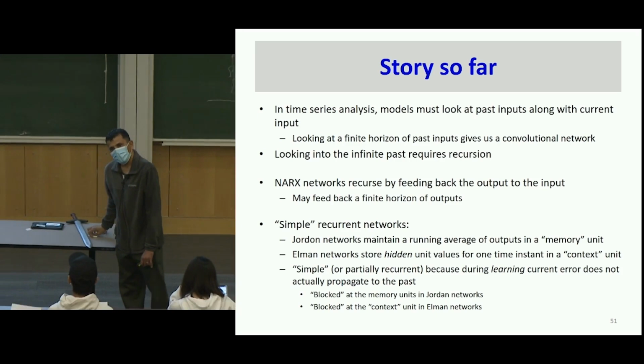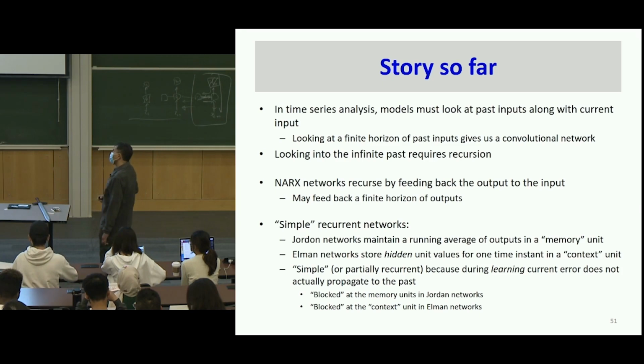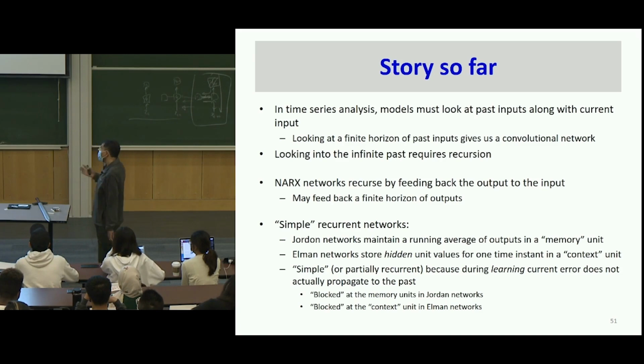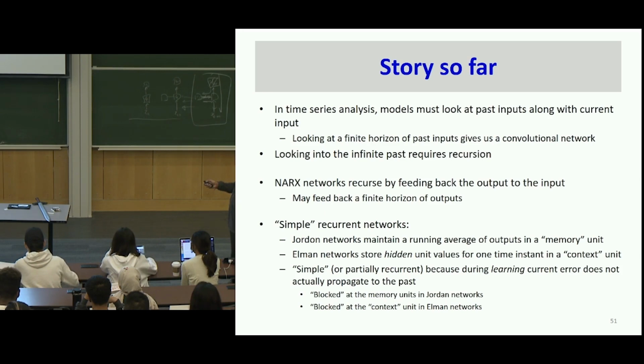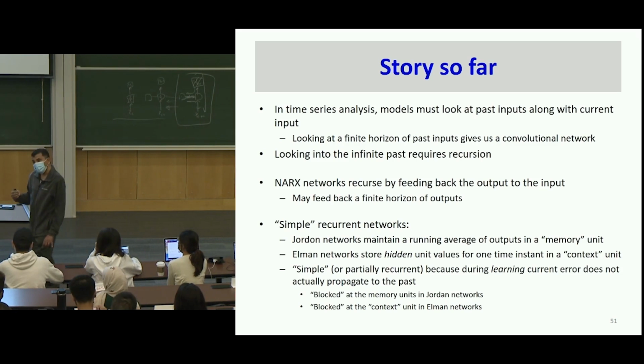Anyway, so a story so far. In time series analysis, models must look at past inputs along with current input. And looking at a finite history of past inputs gives you the convolutional network, but ideally, if you want recursion going back into the infinite past. Now, NARX networks introduce this by recursion, by feeding the output back into the input. And then you had so-called simple recurrent networks. We are calling these simple recurrent networks because there's no true recurrence.